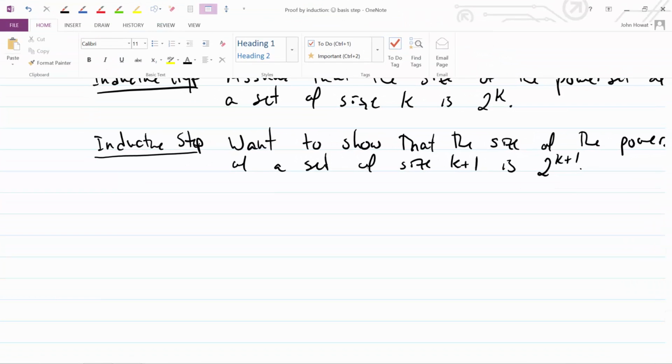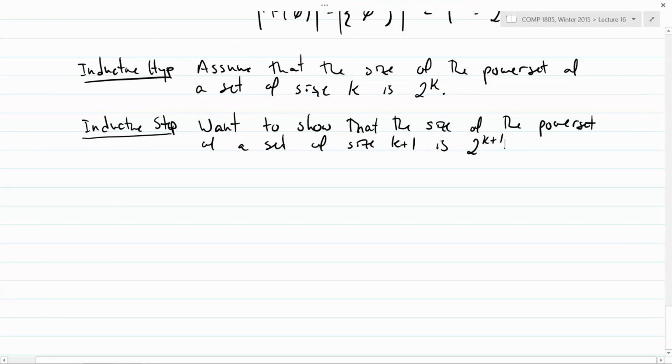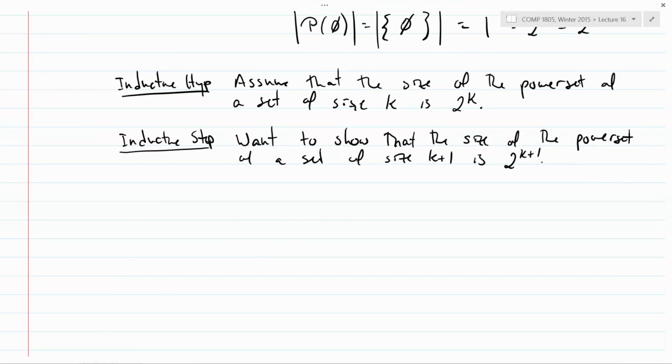Did I change the size? There we go. I'm going to start with the k plus 1 and try to do something to get to k. You do not start with the k. That's one of the most common mistakes in a proof by induction. Can you add two sets together? Yeah, so you can do things to the sets, but the important thing is that you're starting with a set of size k plus 1.